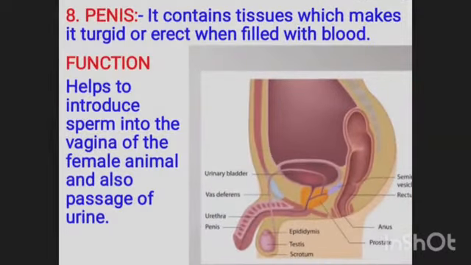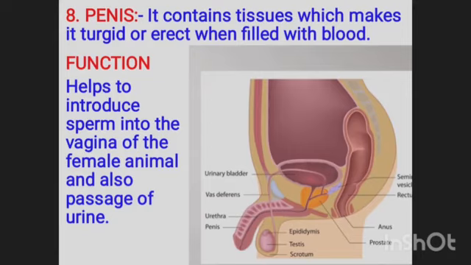Now we have the penis itself. So the penis right here. You can see the penis right here. Now it connects. This contains tissue which makes it turgid or erect when filled with blood.